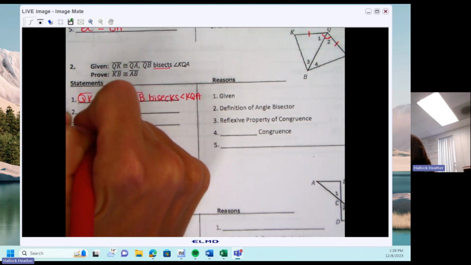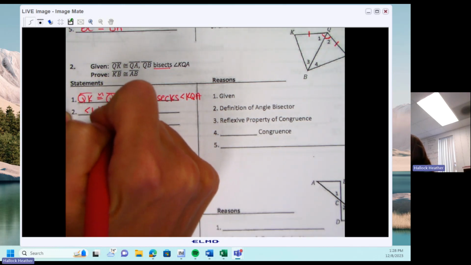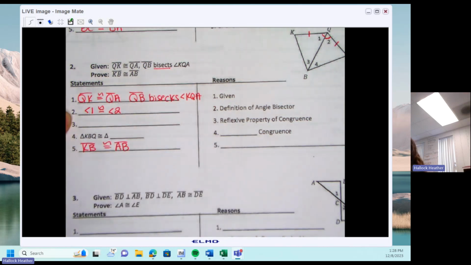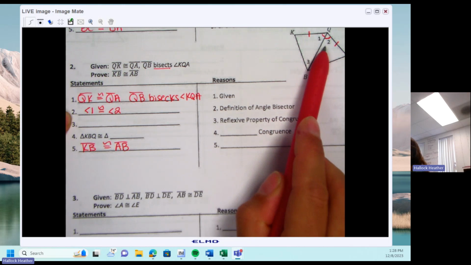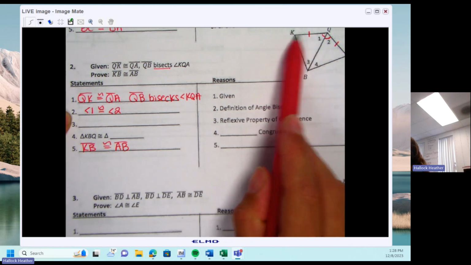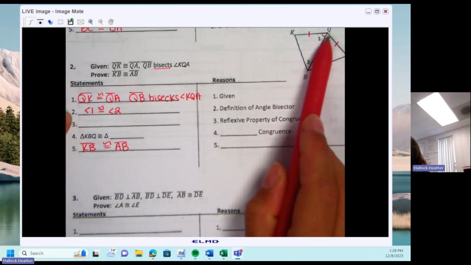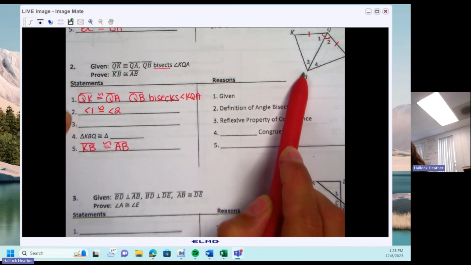So we're going to say angle 1 is congruent to angle 2. The reason why is because it's an angle bisector, it's splitting those angles in half. It's making them congruent to each other. Angle 1 is congruent to angle 2. Because there are numbers here, we don't have to use letters. We could use letters. We could say KQB is congruent to AQB, or you can use the numbers.